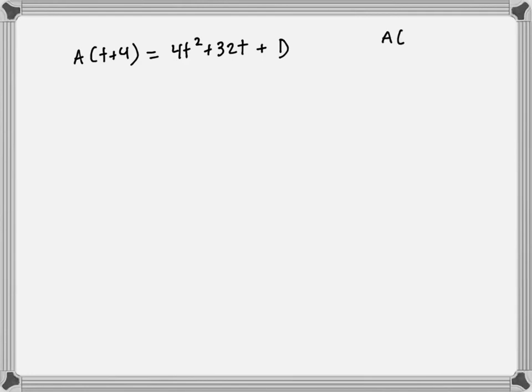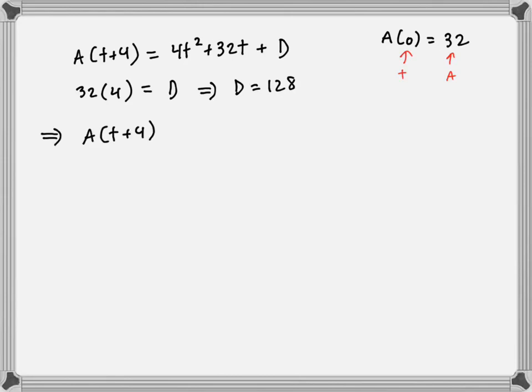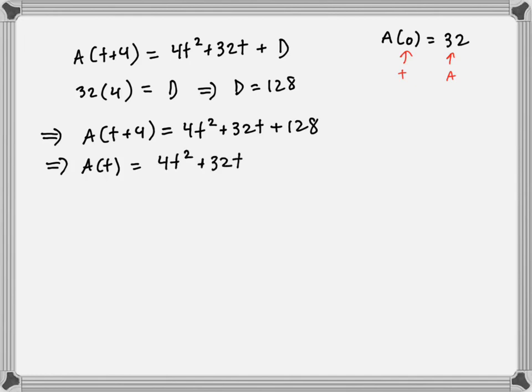Now remember, that A of 0 was equal to 32, okay? And this is our t, and this is our A, so we can use the initial condition right now. This means that we get 32 times 4 is equal to, everything's 0, and this is D. So what do we get for D? Whatever 4 times 32 is, it's 128. So D is equal to 128. So we get the following: A times t plus 4 is equal to 4t squared plus 32t plus 128. Or I could write it like this. This means that A of t is equal to 4t squared plus 32t plus 128 all over t plus 4.